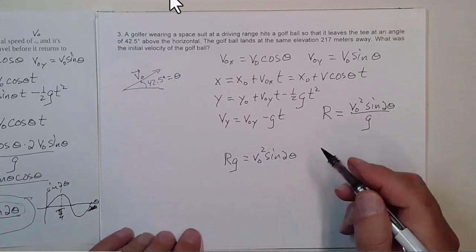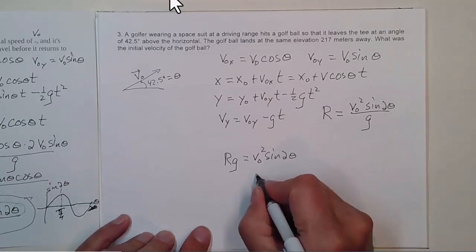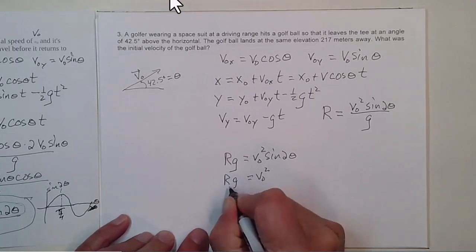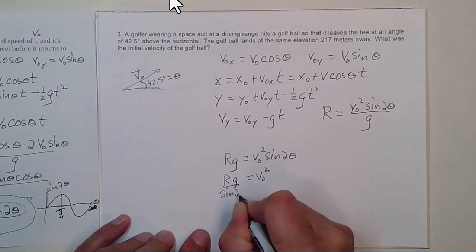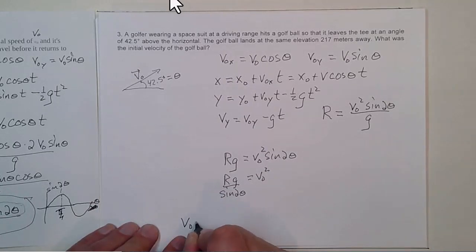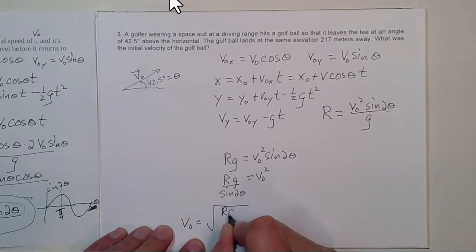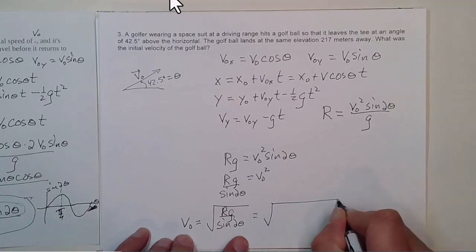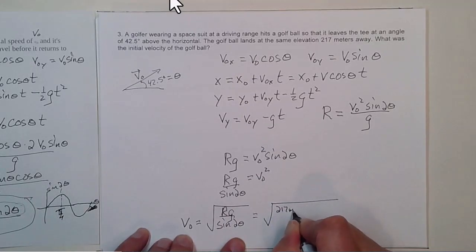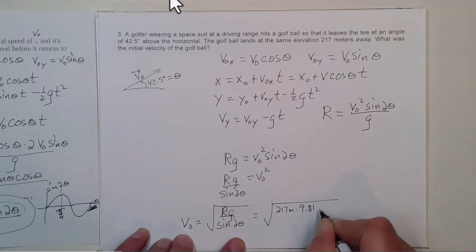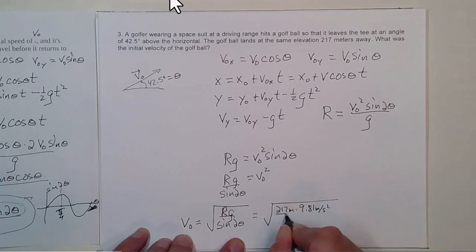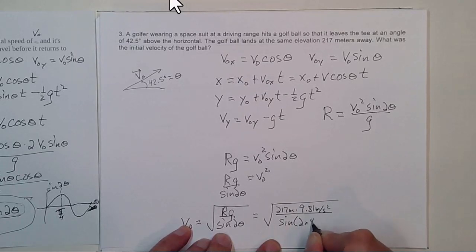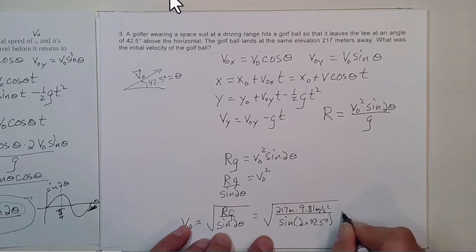I know sine of 2 theta, or can plug it into my calculator, so I'll get v naught squared is equal to r g over sine 2 theta, or v naught will equal the square root of r g over sine 2 theta, which is the square root of 217 meters times 9.81 meters per second squared divided by the sine of 2 times 42.5 degrees. Let's calculate that.